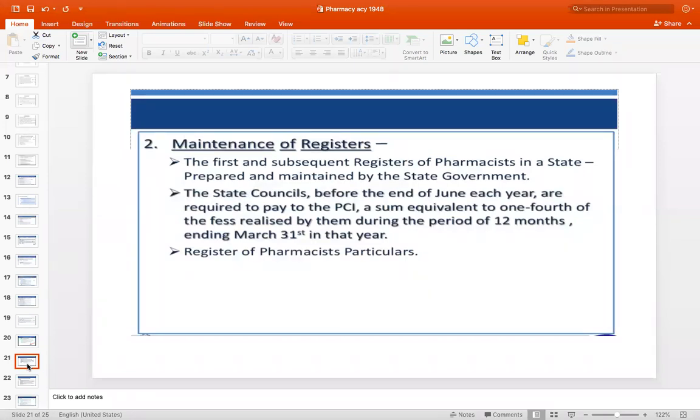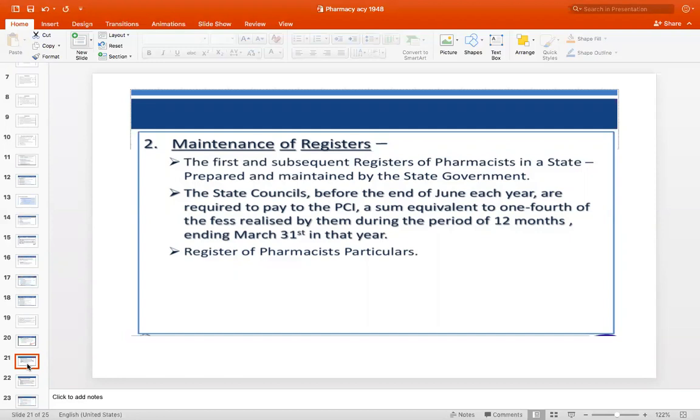Next is maintenance of registers. As I told, in Bangalore only, the State Pharmacy Council is there, where we go and register ourselves as a pharmacist. So it is very important to maintain the register for the list of pharmacists in the state. And the State Council, before the end of June each year, is required to pay to PCI a sum equivalent to 1/4 of the fees raised by them during the period of 12 months ending March 31st in that year. Every year we need to renew our certificates.